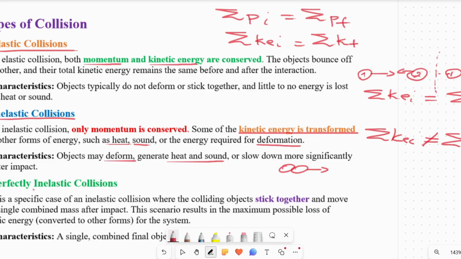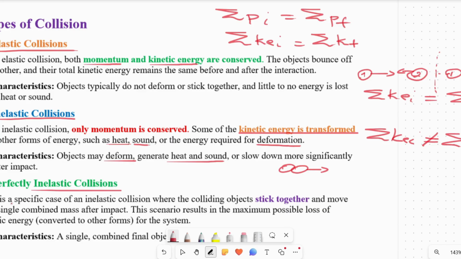So, perfectly inelastic. Remember, this is still explaining inelastic collision. There are two types of collision that we are talking about: elastic collision and inelastic collision. Then a special case of inelastic collision we call a perfectly inelastic collision. It's a special case of the inelastic collision.